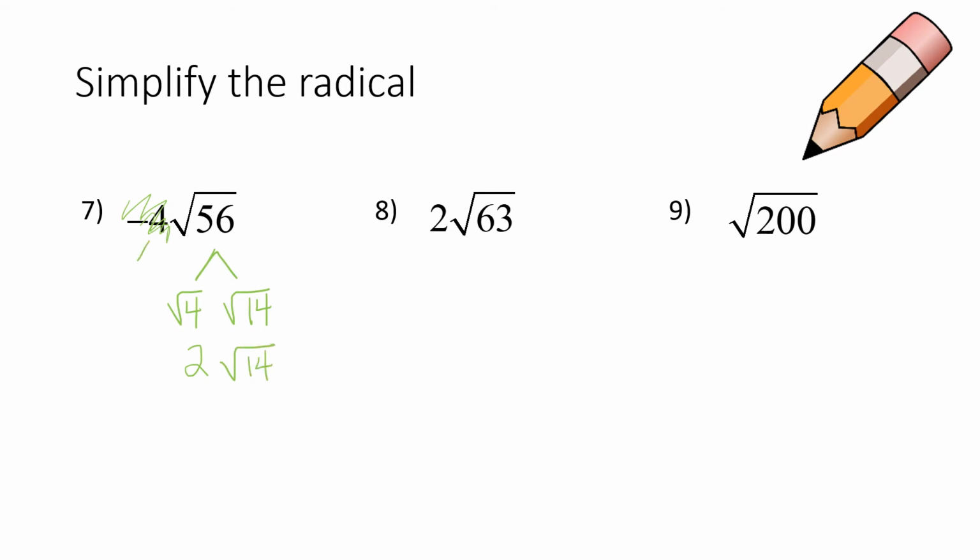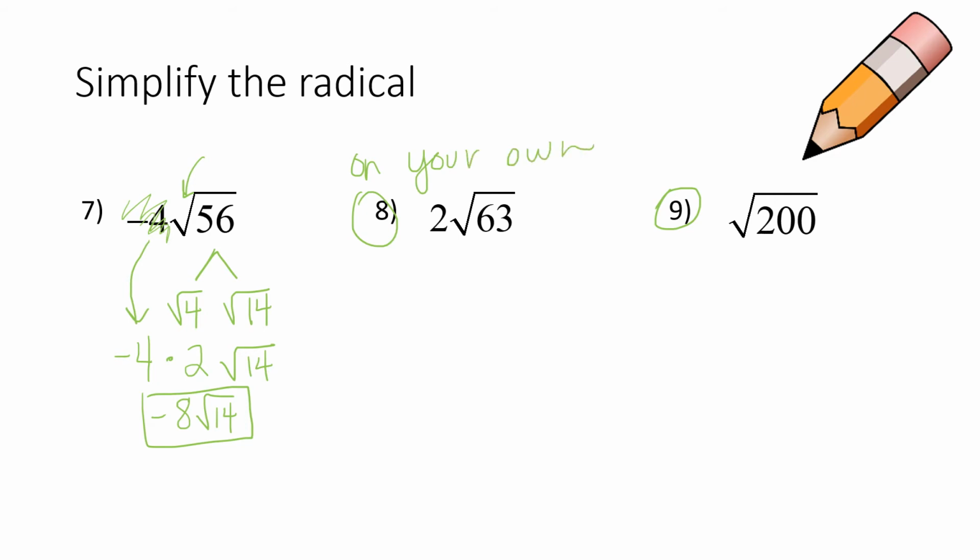So again, I come back up here, and I have to bring down this negative 4. Because there's no plus or subtraction sign here, we assume multiplication. And I can only multiply what's on the outside, so I get a negative 8 square root of 14. So this would be my final answer for that. So for 8 and 9, because we've done plenty of examples from the video, I'm going to have you do 8 and 9 on your own for class tomorrow. So make sure that you do that, and I will check them when we get to class.